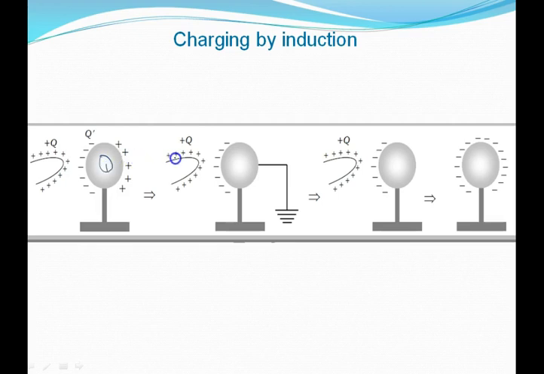Now what will happen? In the presence of this rod, you are grounding this body, in the second diagram. I hope it is visible to all of you. When you ground it, what will you say? Electrons will come from the ground. They will diffuse the positive charge. This positive charge disappears here. I think it is visible to all of you.